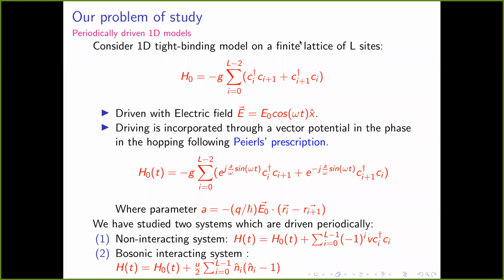So what it says is, this is a non-interacting system. So this can be either bosons or fermions. It doesn't matter because there are no interactions. But what it says is a particle can hop from the i plus 1th site to the ith site or vice versa, with an energy cost of minus g. So this is the tight binding model.